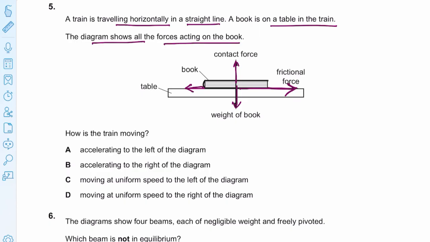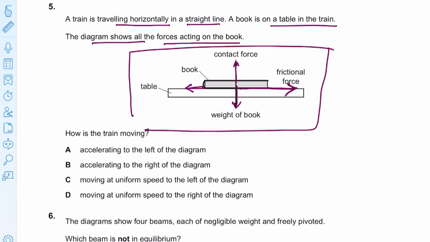Now the question is all about the train. This system is present inside the train. If the train is moving at uniform speed, then the book wouldn't have moved backward. Clear, right? So if the book is moving backward, that means the train is traveling faster than the speed of the book. Did you get it? So what does it mean? That means the train is accelerating towards the right. That is the answer for this question. Did you get what I'm trying to say?